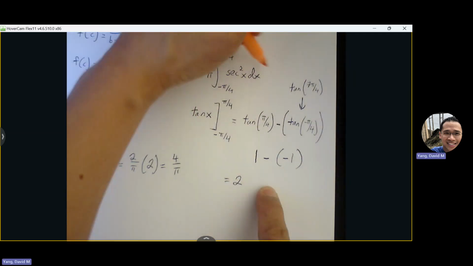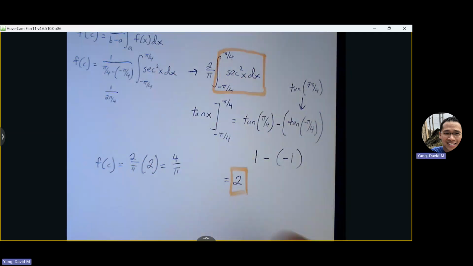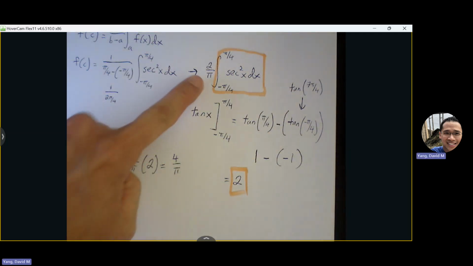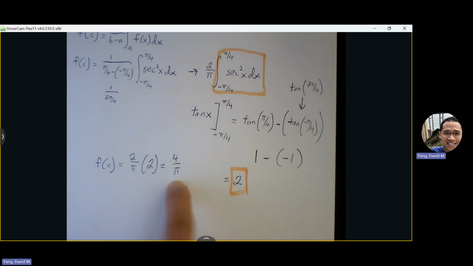So the result of my area component is the 2, but it's not the final answer. We still have to make sure we don't forget about the fact that we have to take our area divided by the width to get into our height information.